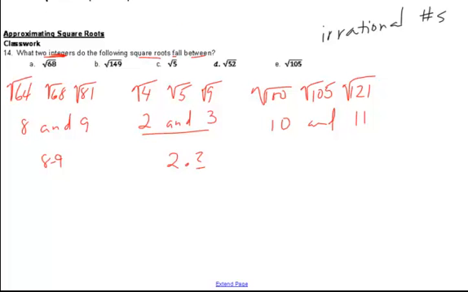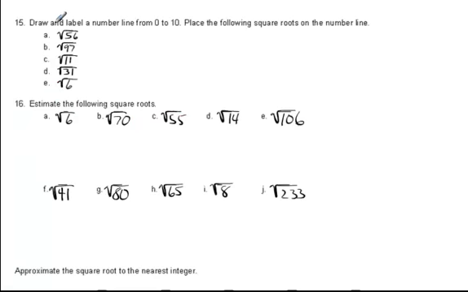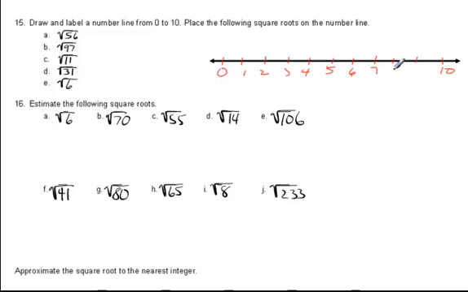Easy stuff. All right, here it asks us to draw and label a number line from 0 to 10. All right, so we can do that. Okay, so I have 0, 5, 10. So that's going to be 1, 2, 3, 4, 5, 6, 7, 8, 9, 10. So we'll just go 1, 2, 3, 4, 5, 6, 7, 8, 9, 10. So we're still doing the same thing with 15 as we did with 14, but we're putting it on a number line. So the square root of 56, what does that fall between?